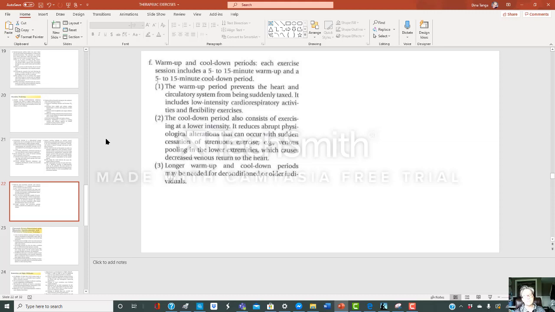The cool-down period also consists of exercising at a lower intensity. It reduces abrupt physiological alterations that can occur with sudden cessation of strenuous exercise. For example, venous pooling in the lower extremities, which causes decreased venous return to the heart. Longer warm-up and cool-down periods may be needed for deconditioned or older individuals.